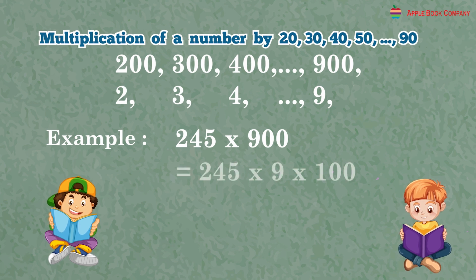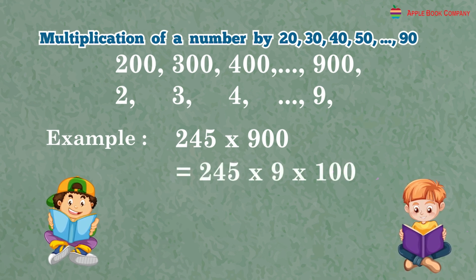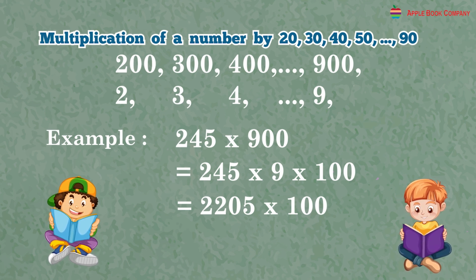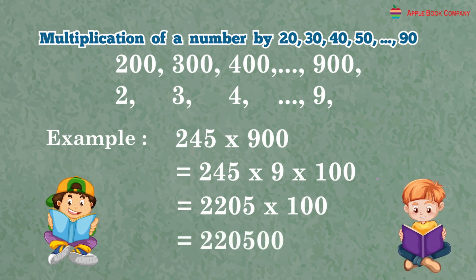245 multiplied by 900 is equal to 245 multiplied by 9 multiplied by 100 is equal to 2205 multiplied by 100 is equal to 2,20,500.